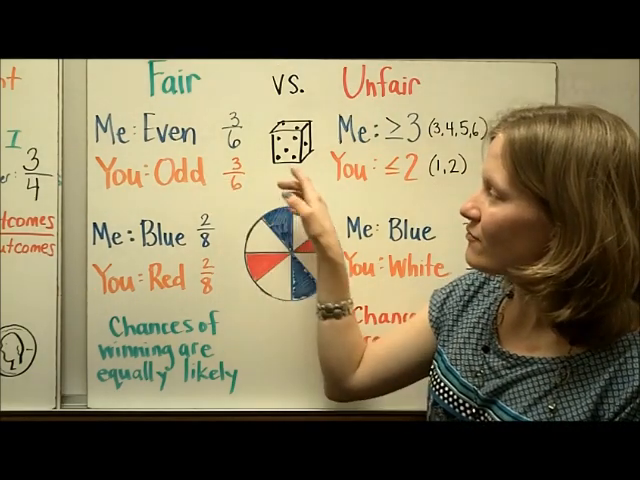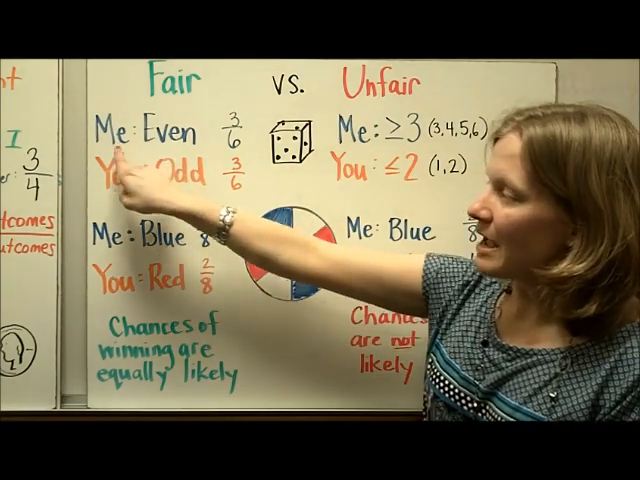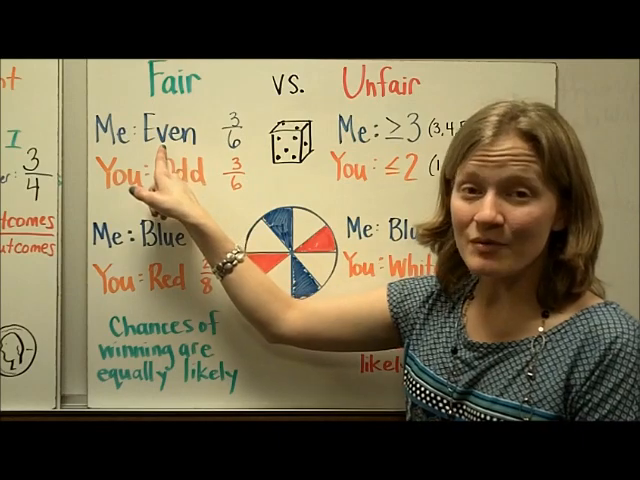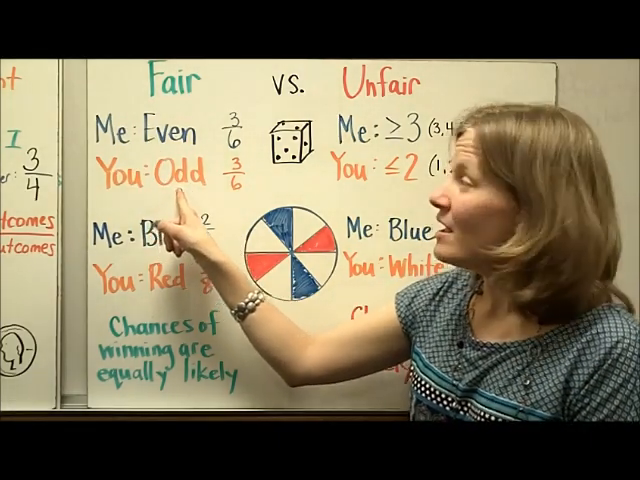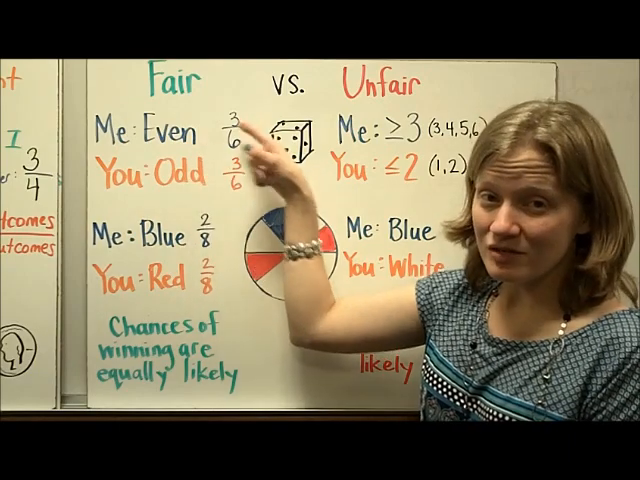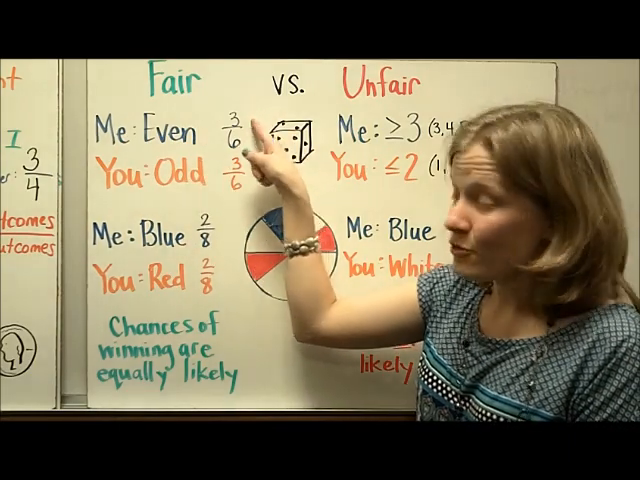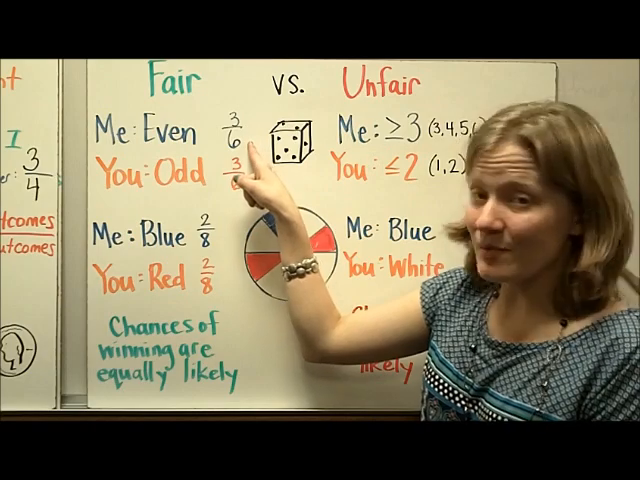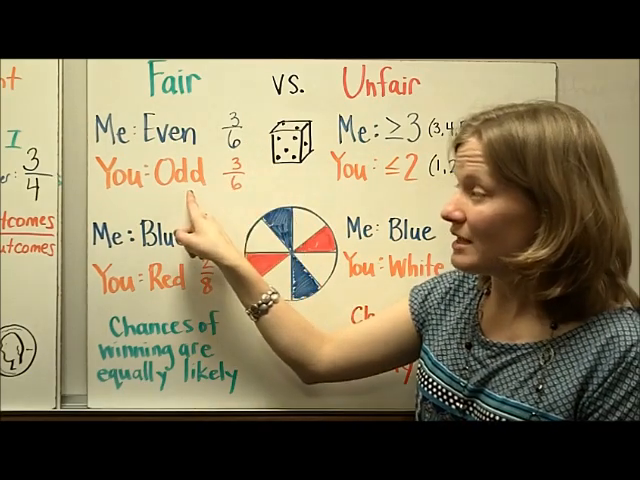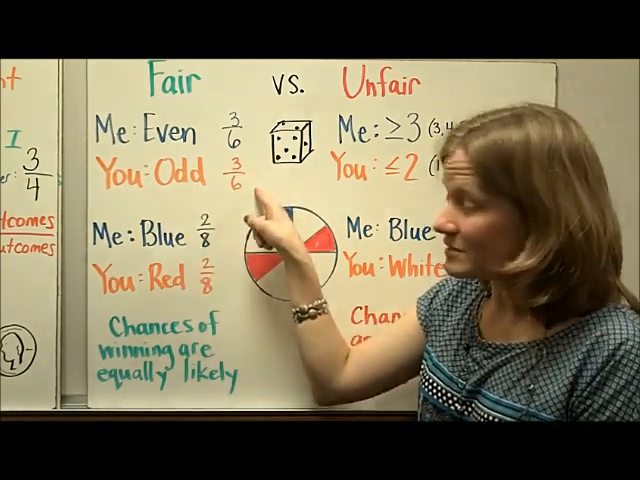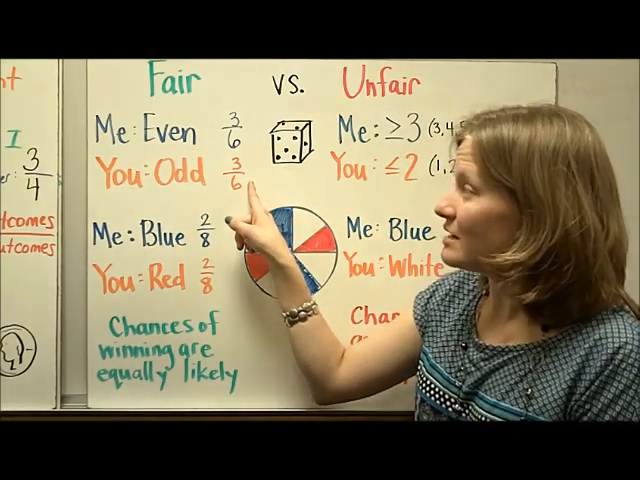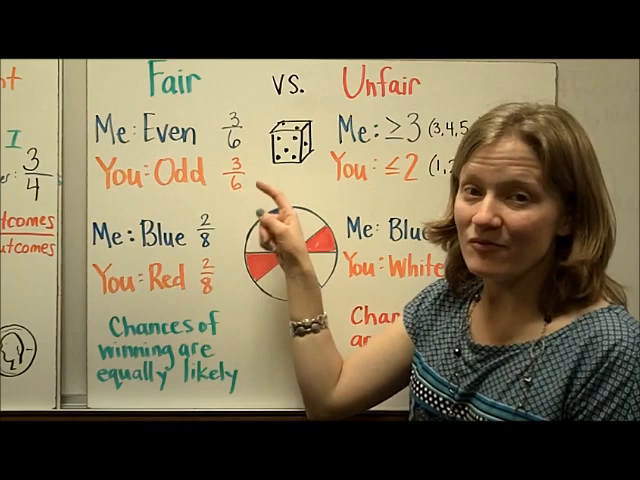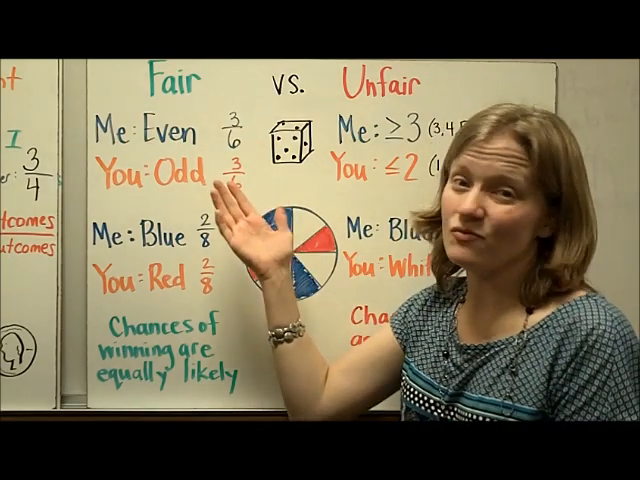If I rolled a die and I was going to get points any time it was an even number, and you were going to get points any time it was an odd number, then the chances of me getting a point is 3 out of 6 because there are 3 even numbers and 6 numbers on the die. And the chance that you're going to get a point is 3 out of 6 also because there are 3 odd numbers and 6 numbers on the die. So we would call this game fair because we have the same chance of winning.